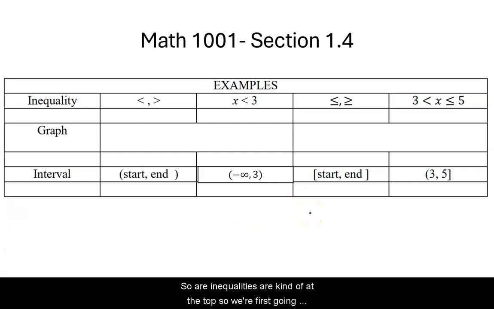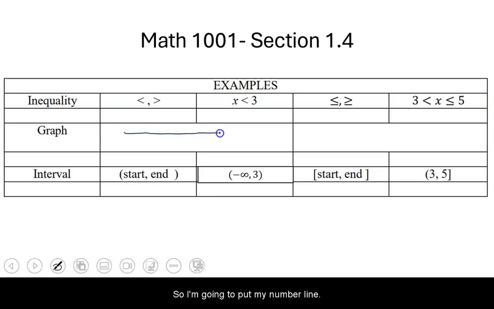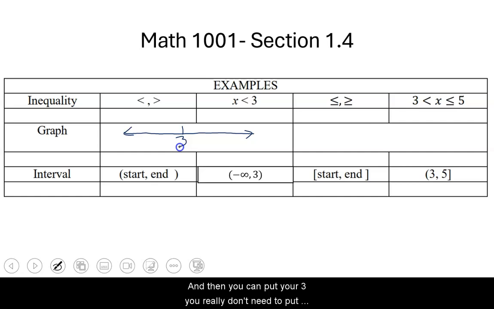So our inequalities are kind of at the top. We're first going to look at greater than or less than, those first two columns. So x is less than 3. Let's graph that. I'm going to put my number line, and then you can put your 3. You really don't need to put any other numbers around it. We know which way is smaller and larger.